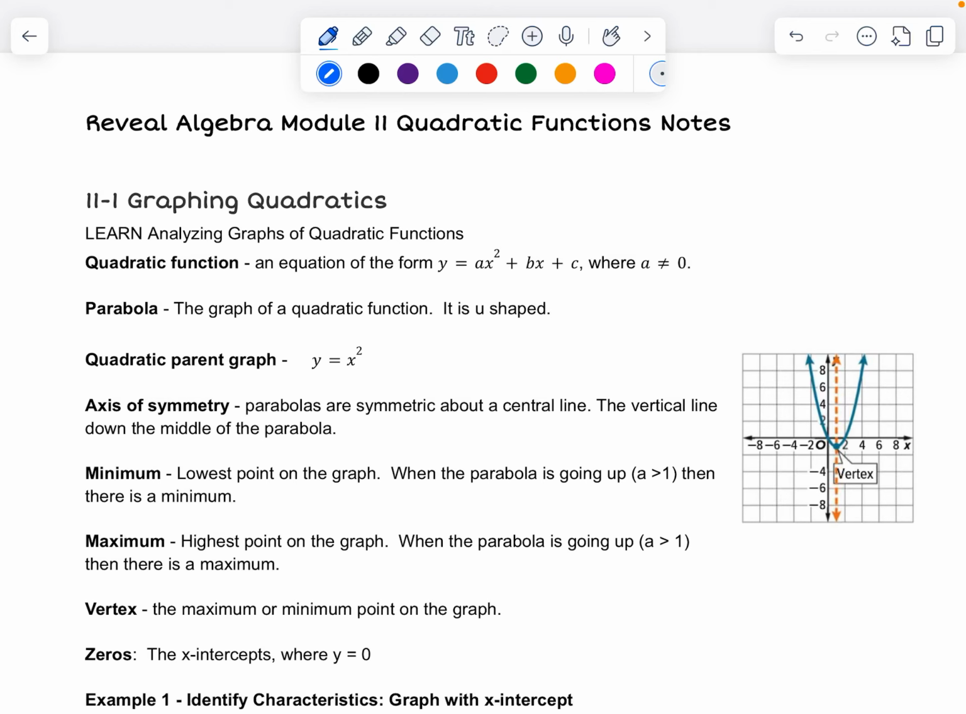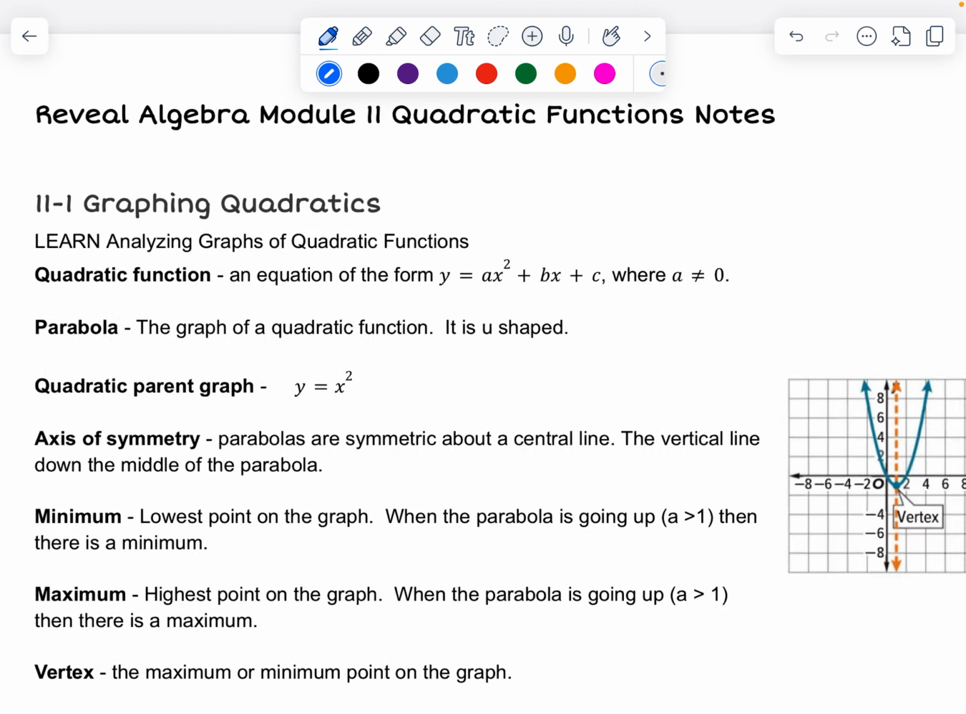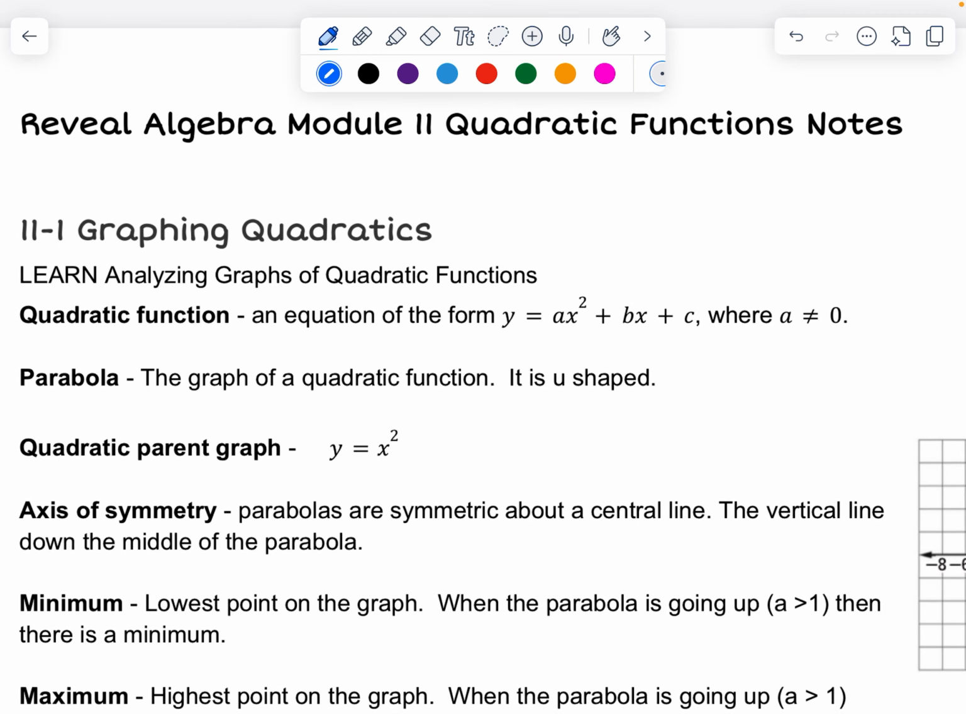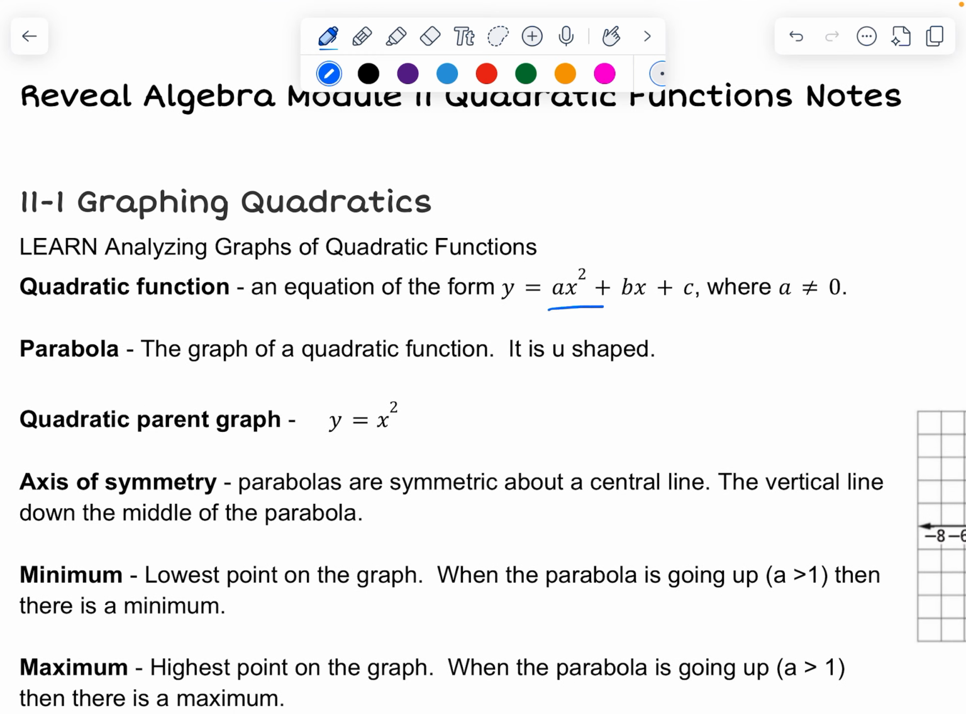Okay, so graphing quadratics. Guys, this information is so important. So, quadratic function. We've already talked about it. It's in this form, but now we're adding on y equals. Okay, and the a value can't be 0. Parabola. That's what the graph of the quadratic function is. It's a U-shape, whether it's upside down or right side up.